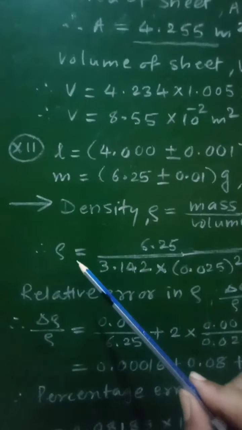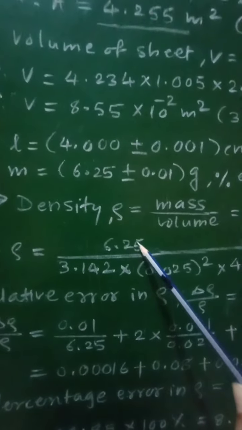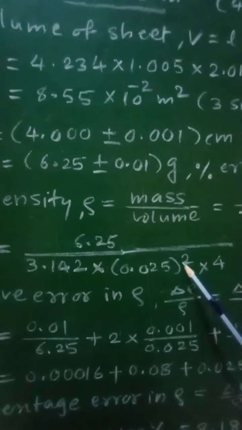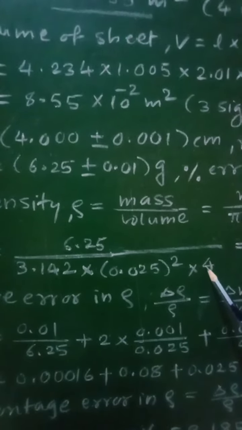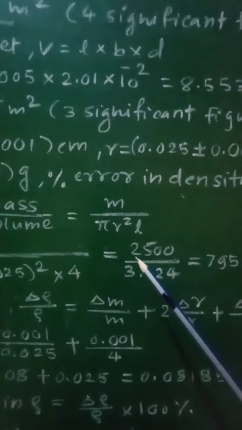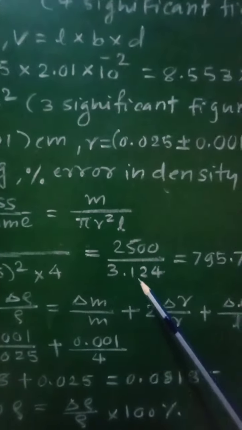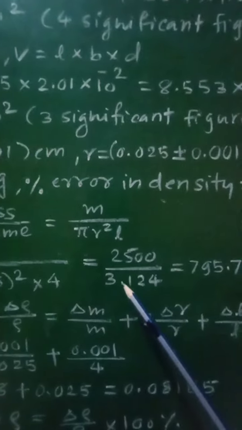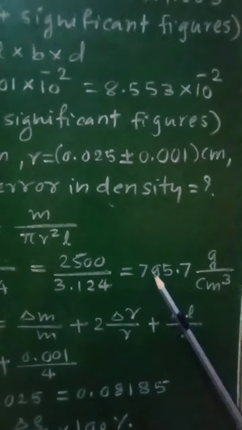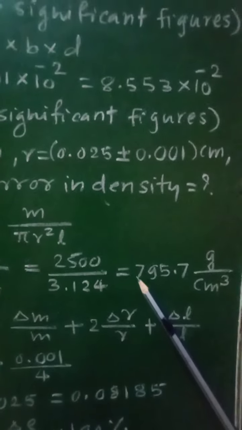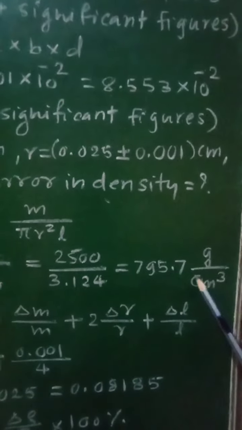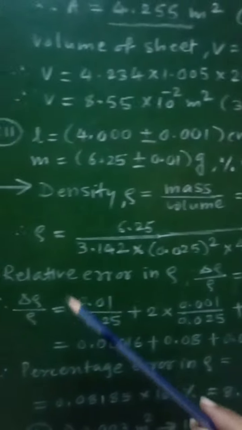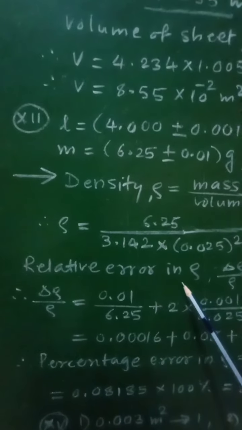Putting the values, we will get rho is equal to 6.25 upon 3.142 into 0.025 square into 4. Simplifying it, we will get 2500 divided by 3.124, which comes out to be 795.7 gram per centimeter cube. Now we will have to find out the relative error in the measurement of density.